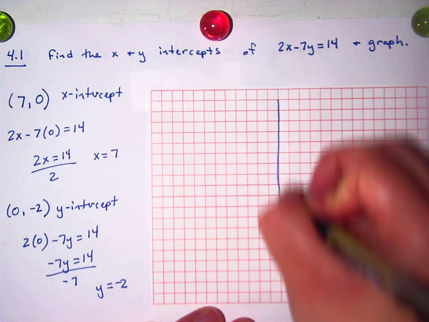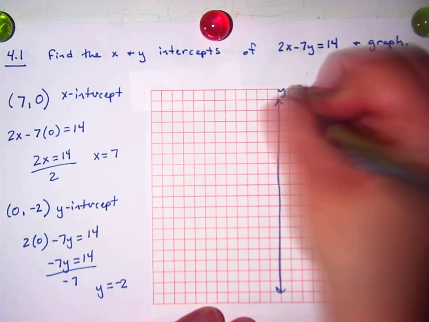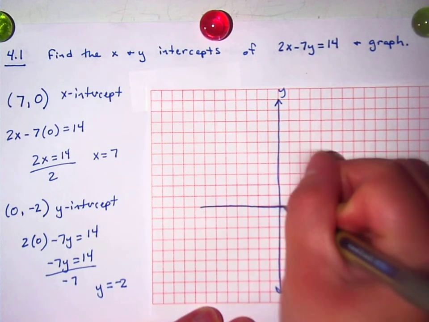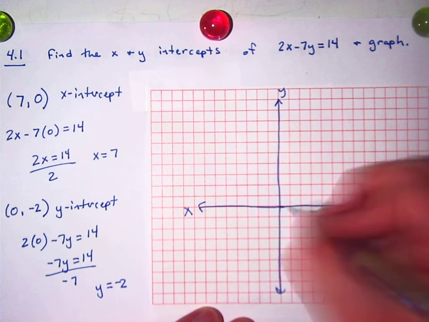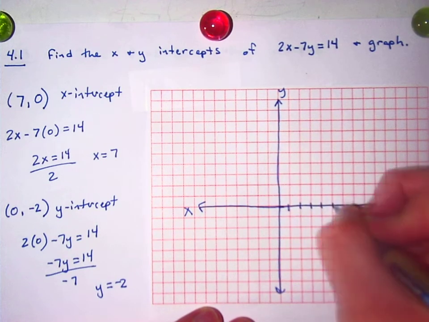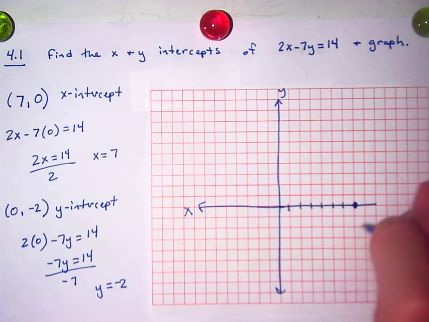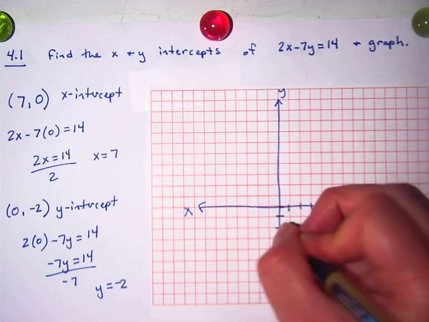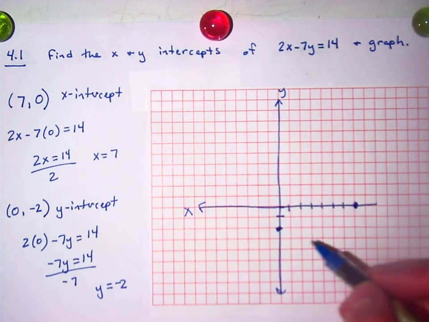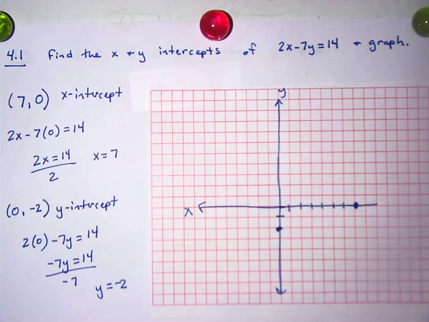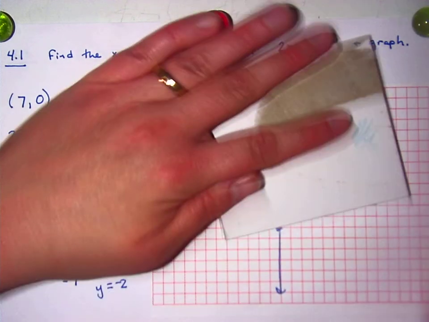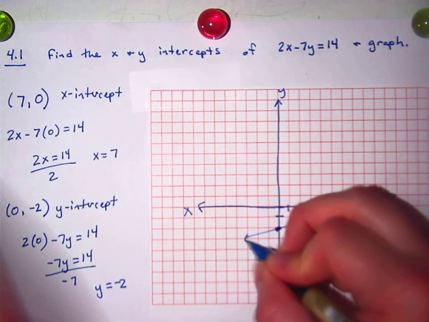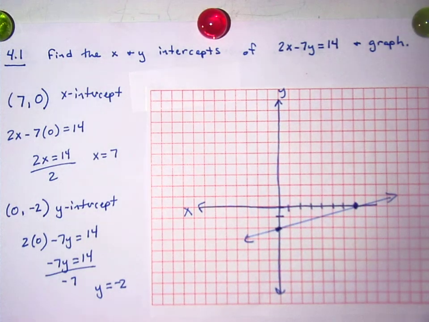All right. Draw myself a quick graph. Y and x. Let's see, x is 1, 2, 3, 4, 5, 6, 7. That's 7, 0 right there. And the y-intercept is negative 2, or 0, negative 2. And then you've got to draw a straight line there. There you go. Perfect. Did you get it right?